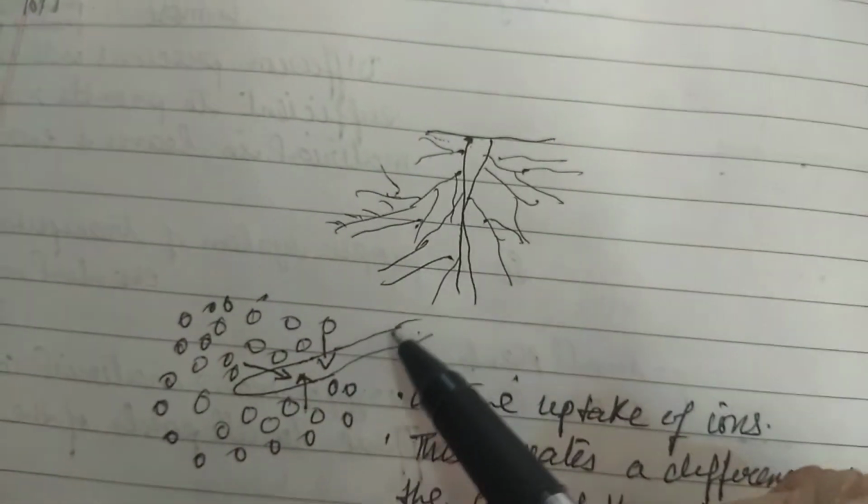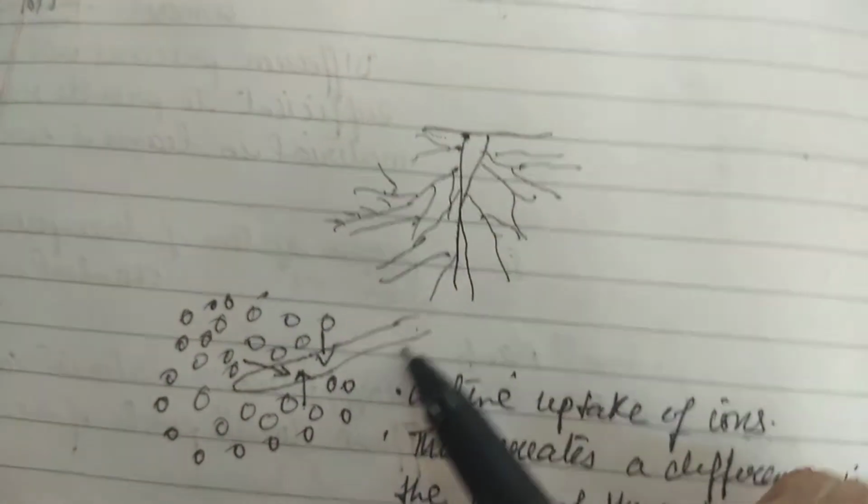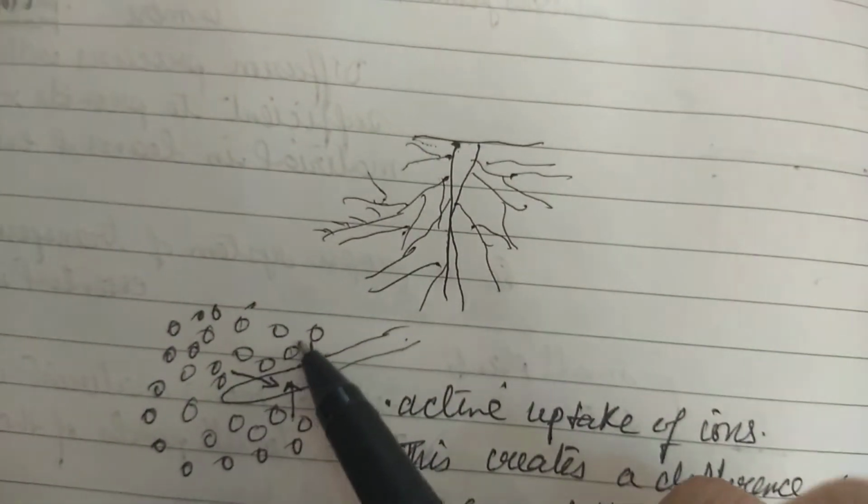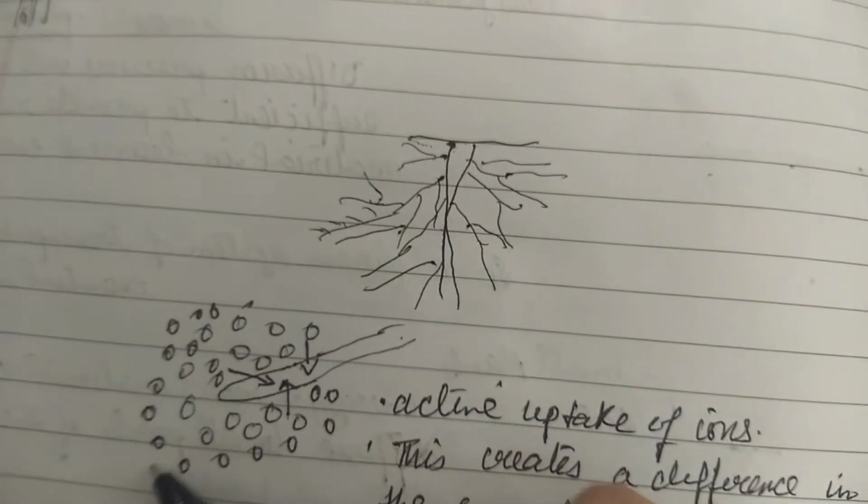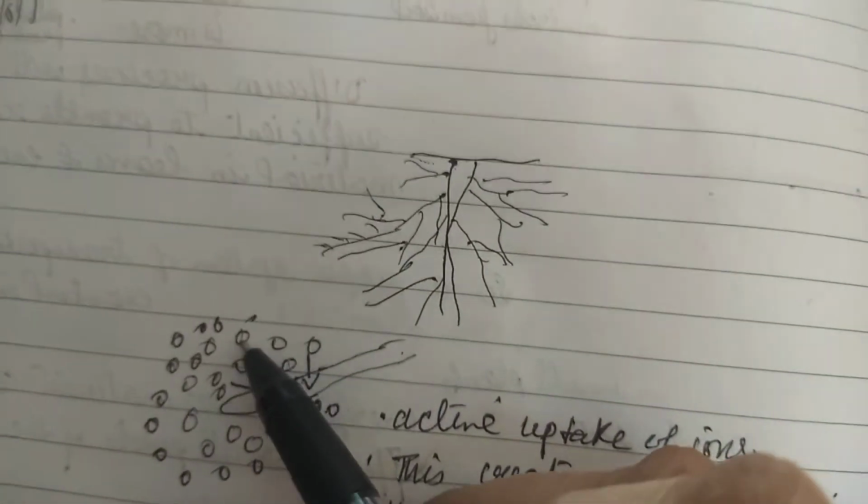So how do they do it? See, if we study one root here, this one root is surrounded by these soil particles, and in between the soil particles water is there.